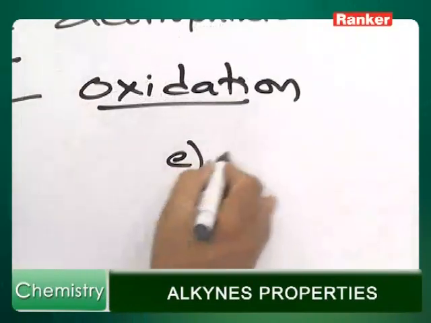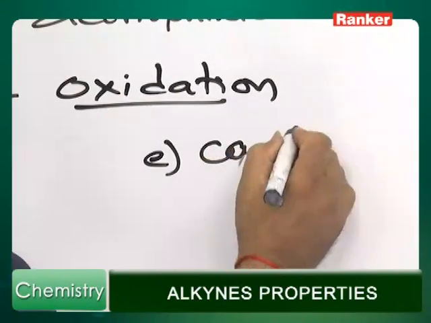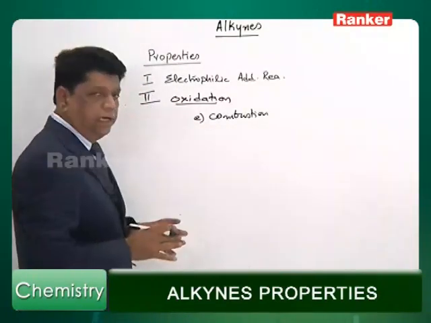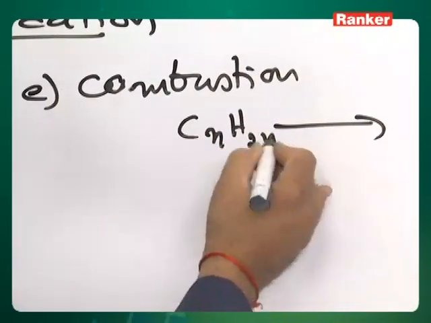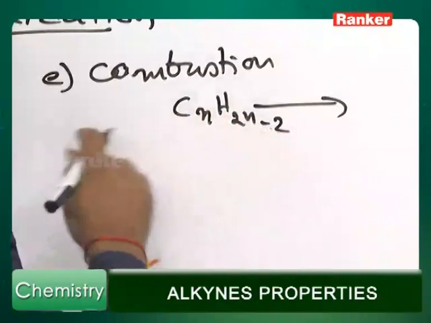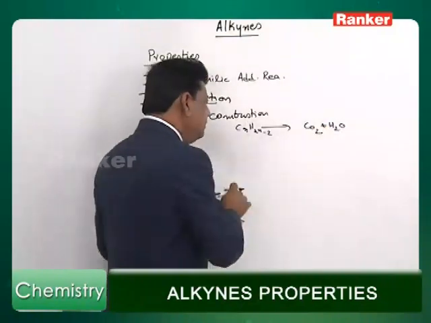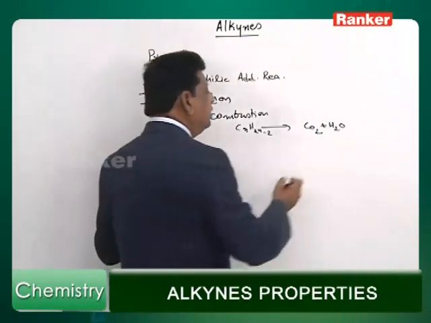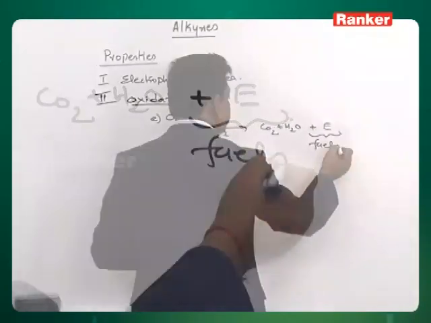Under oxidation, we have the combustion reaction. In the combustion reaction, all organic compounds are converted, let us take CnH2n plus 2 or whatever it is, or minus 2, alkynes have minus 2 hydrogens. Whether it is plus 2 or minus 2, all are converted into carbon dioxide and H2O. Alkanes, alkenes, alkynes all undergo combustion beautifully, and a huge amount of energy is released. That is why alkanes and alkynes are used as very good fuels, isn't it?